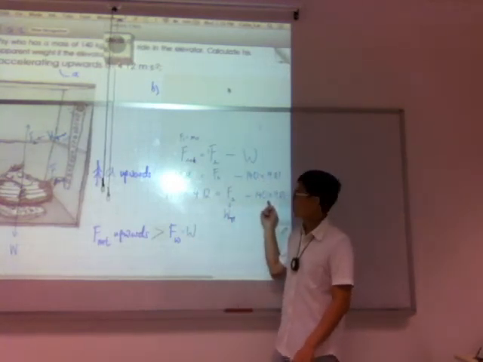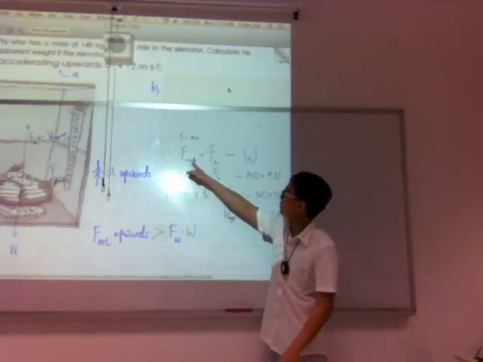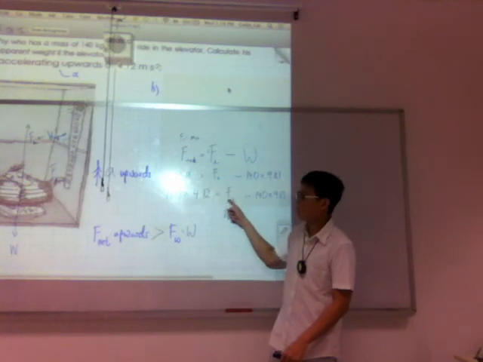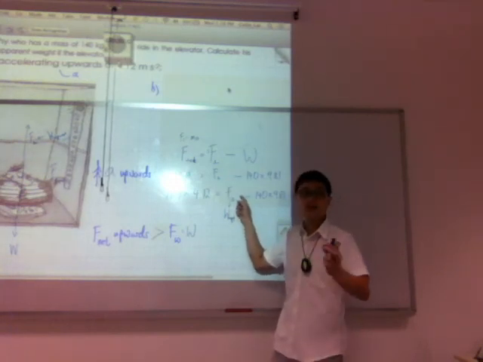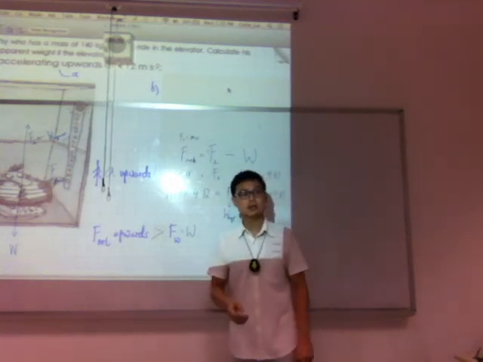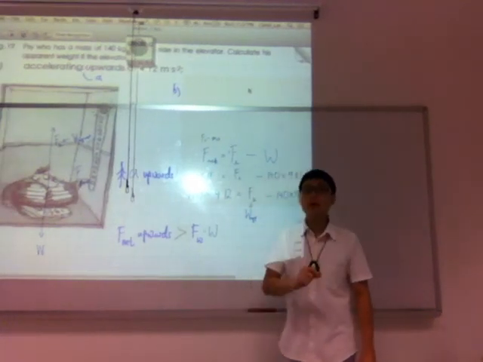Understand? So that is why when you have this relationship and you calculate your reaction force, you are indirectly or directly also calculating your apparent weight. The reaction force is the floor acting on the human, on the person, which is equal to the apparent weight.